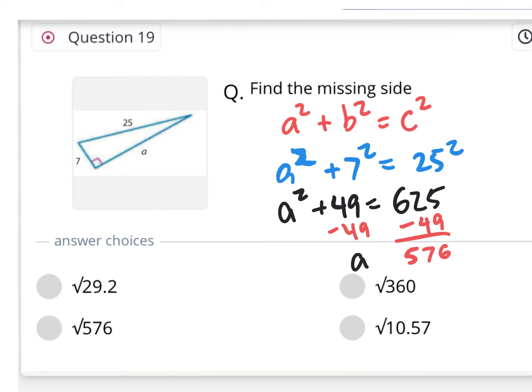Let's rewrite it. A squared equals 576. We will square root the a squared, square root the 576. And I just paused it and did it with the calculator. That does give us the answer. A equals 24.